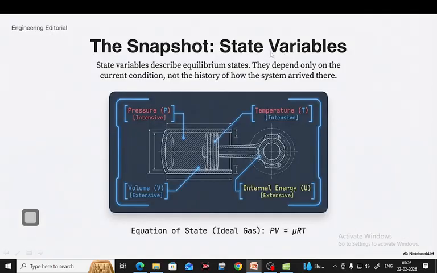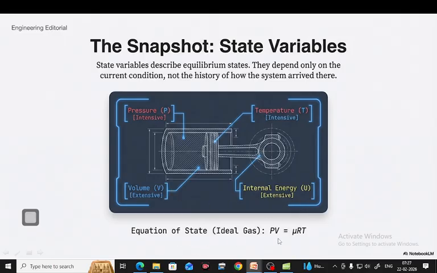The snapshot, state variables. State variables describe equilibrium states that depend only on the current condition, not the history of how the system arrived there. Pressure, intensive property. Temperature, intensive property. Volume, extensive property. Internal energy, extensive property.